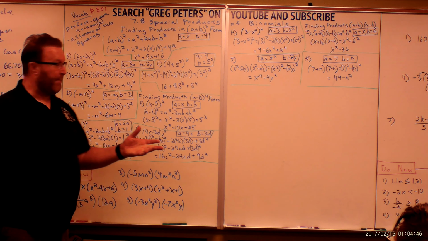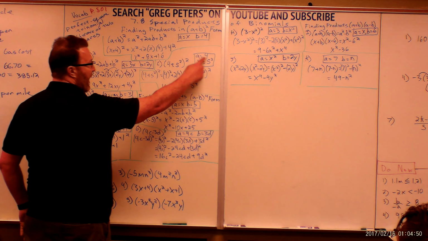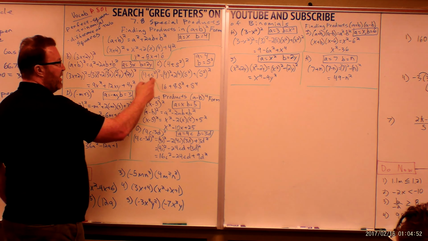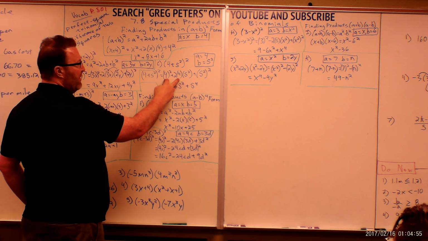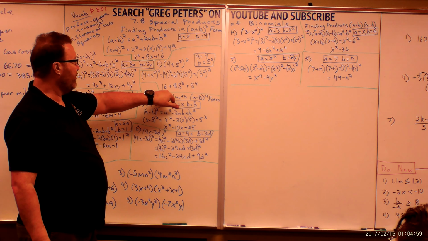Okay, see, just another example. Same with d, I throw in a negative here. So a is 4, b is s. So I'm going to replace my a and b within the formulas and then solve. So a being 4, 4 times 2, 16.